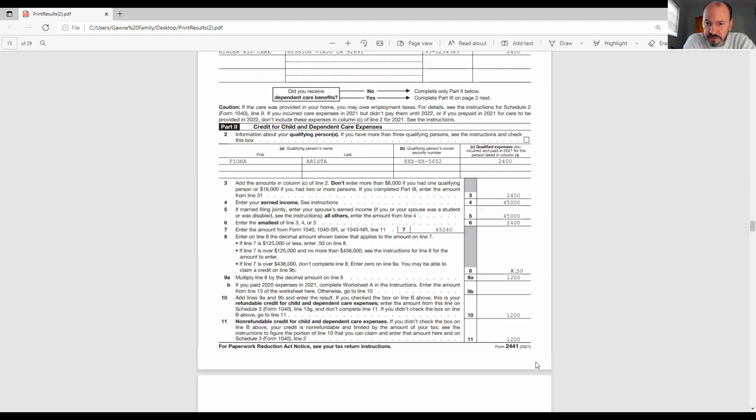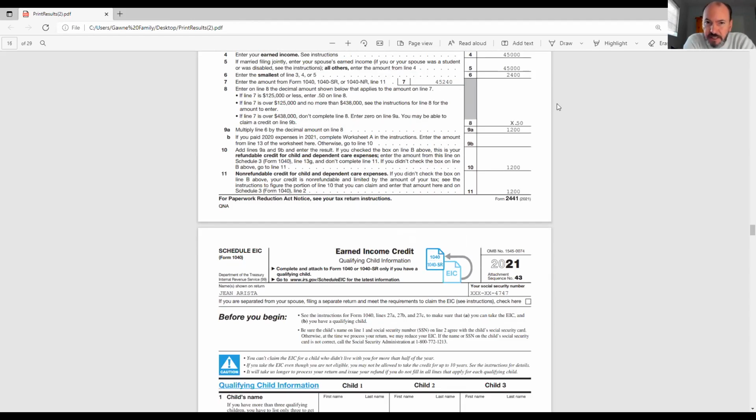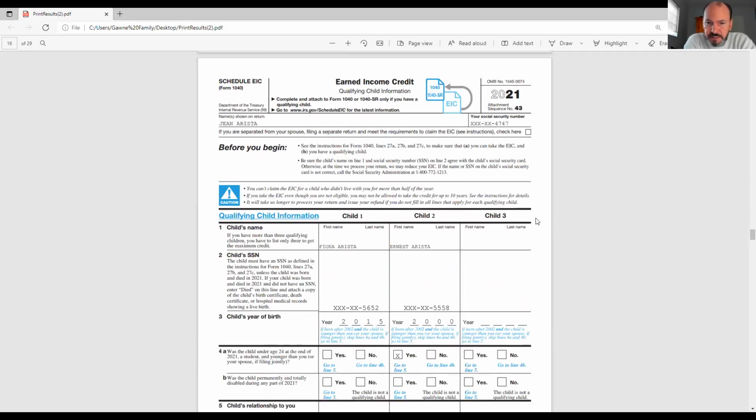Okay, cursor down nice and slow and stop. And then you can see on line 8, it gives you that 50% factor. So in this case, they have a refundable credit, line 10, and that's at $1,200. And that's 50% of their childcare expenses. Okay, next one, your EITC.